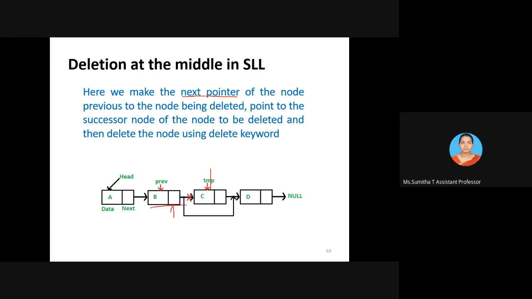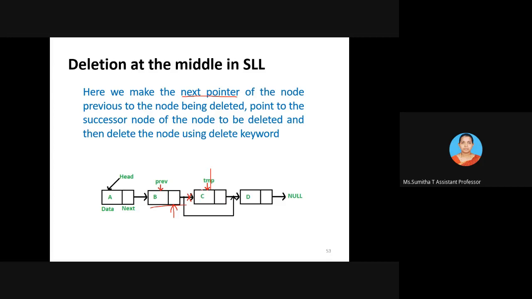This is the address node. That is the next pointer node. Okay. This field here: make the next pointer of the node previous to the node being deleted point to the successor node of the node to be deleted. Point to which node is going to be deleted?